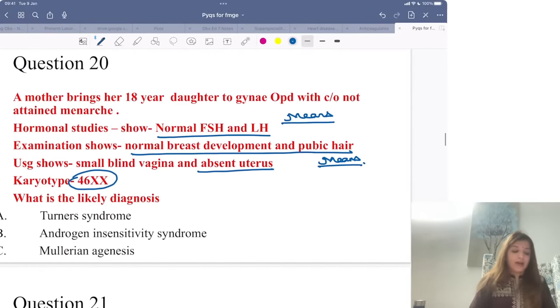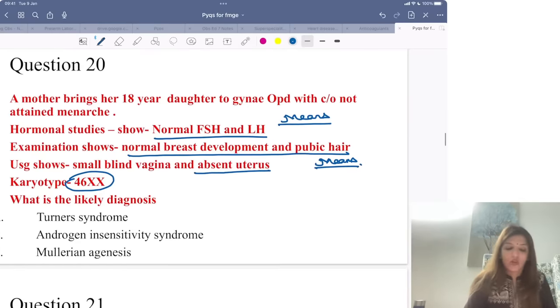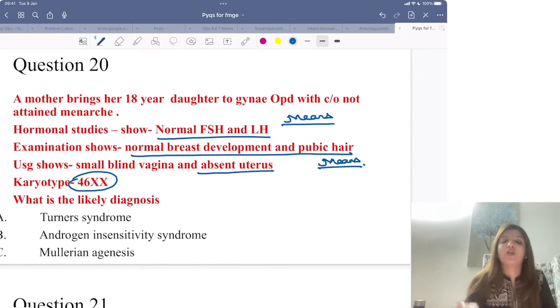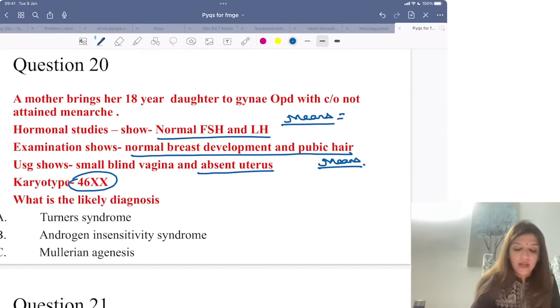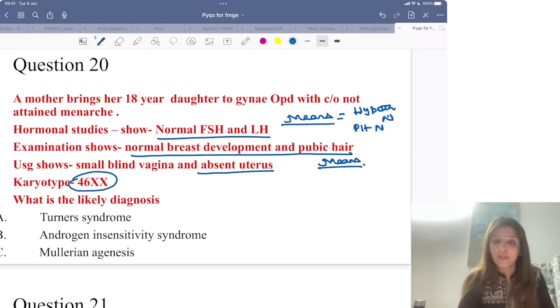Next question. A mother brings her 18-year-old daughter to gynae OPD with complaint of not attained menarche. Right? Hormonal study shows normal LH FSH. Ab your question, I am just asking you, if hormonal studies are showing normal LH FSH, iska kya matlab hua? Iska matlab hai ki hypothalamus normal hai. Hypothalamus GnRH normally release kar raha hai, jiski wajah se pituitary bhi normally FSH LH release kar raha hai. So the moment your question says normal LH FSH, I know ki koi problem hypothalamus mein nahi hai, koi problem pituitary mein nahi hai. Right?